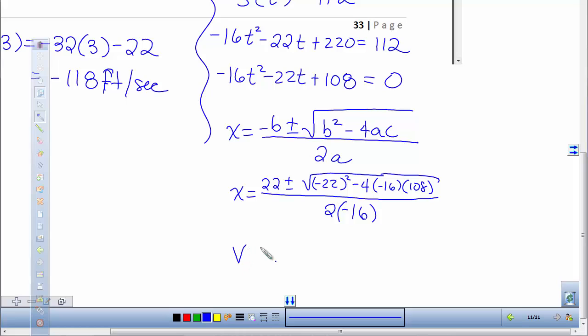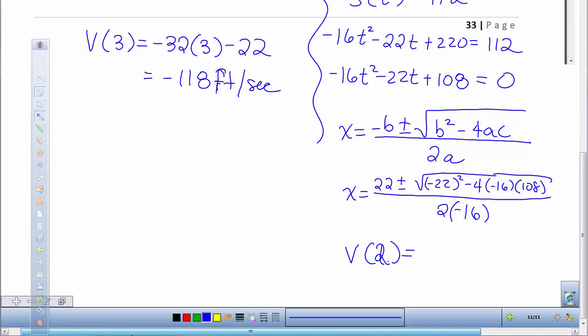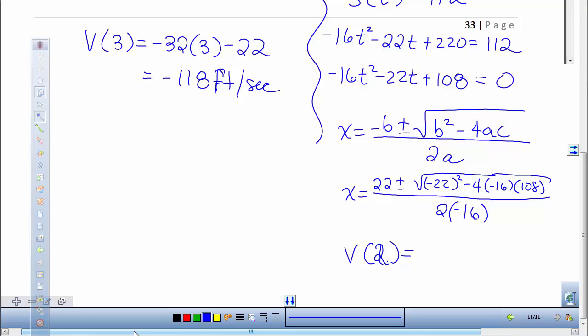So, go back to our velocity function wherever it is. Looks like it was negative 32t minus 22. Is that right? So we get negative 64 minus 22 would be negative 86 feet per second.